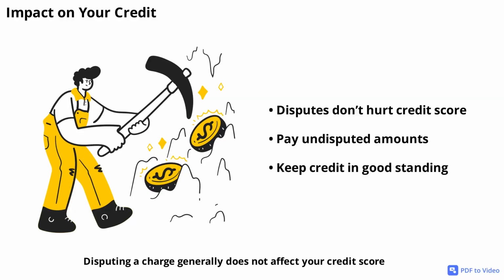Disputing a charge generally does not affect your credit score. However, if you fail to pay other parts of your bill while waiting for a dispute to be resolved, your credit could be impacted. Always pay the undisputed portion of your statement on time. This keeps your credit in good standing while your dispute is under review.